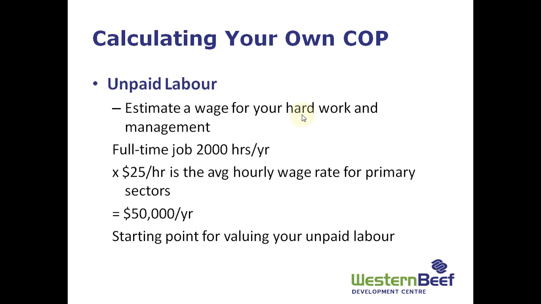Unpaid labor, you need to estimate a value for your hard work and management. So what should be a reasonable wage for you? And as I discussed in the first video, ranching is your full-time job. That's about 2,000 hours a year. $25 an hour is the average hourly wage rate for the primary sector, so agriculture, forestry, fishing, and mining. So is it reasonable for your ranch to provide you $50,000 a year in income? It's at least a starting point for you to value your unpaid labor.